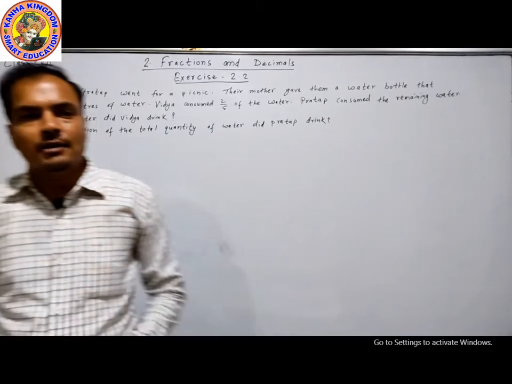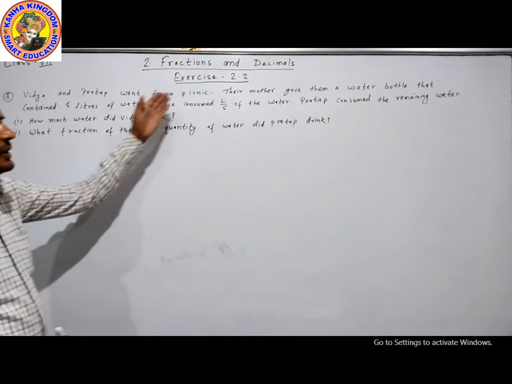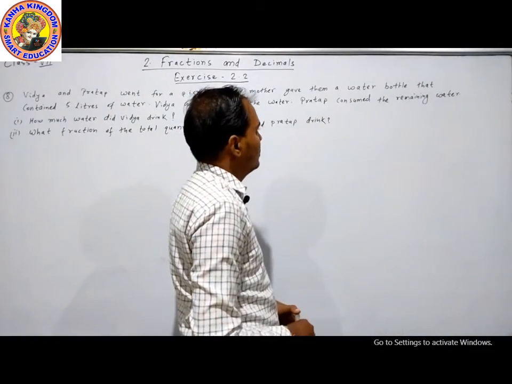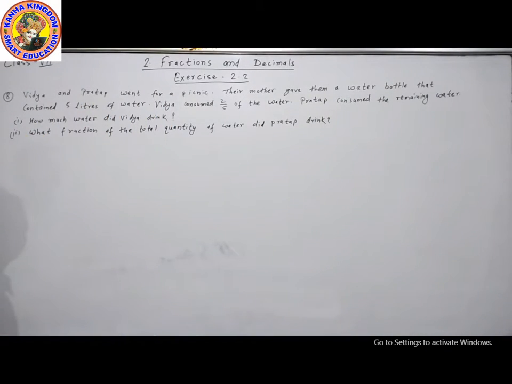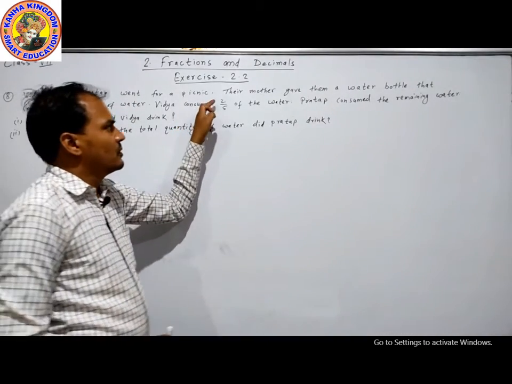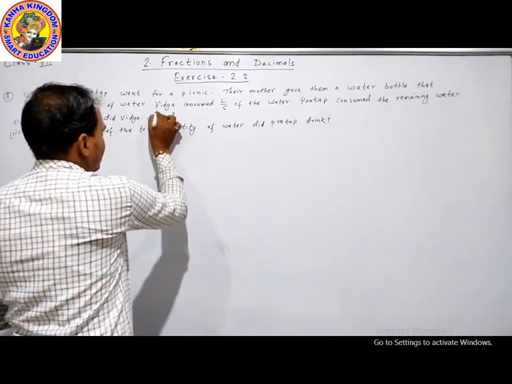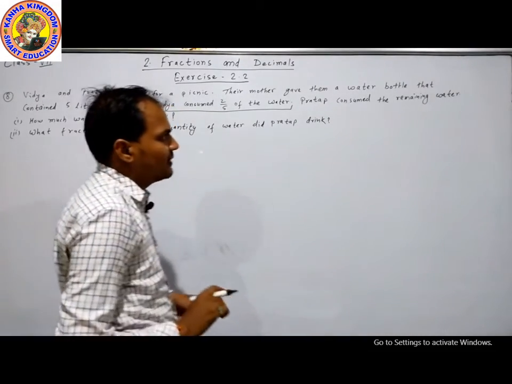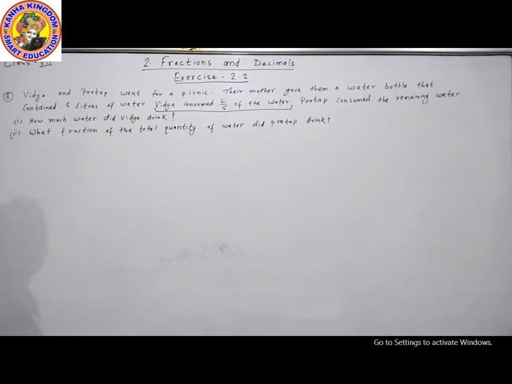So student, our next question is question number 8. Vidya and Pratap went for a picnic. Their mother gave them a water bottle that contains 5 liters of water. Vidya consumed 2 by 5 of the water. Pratap consumed the remaining water.